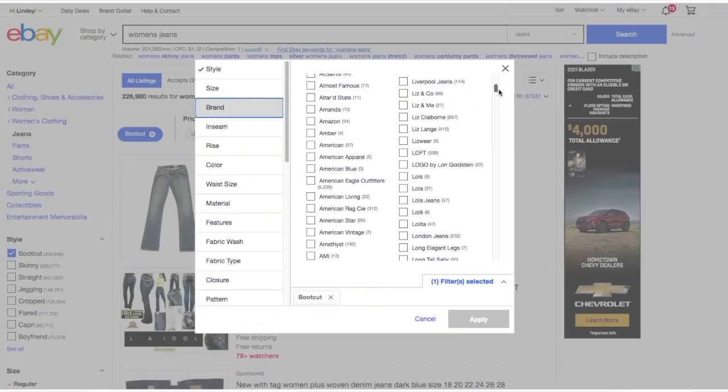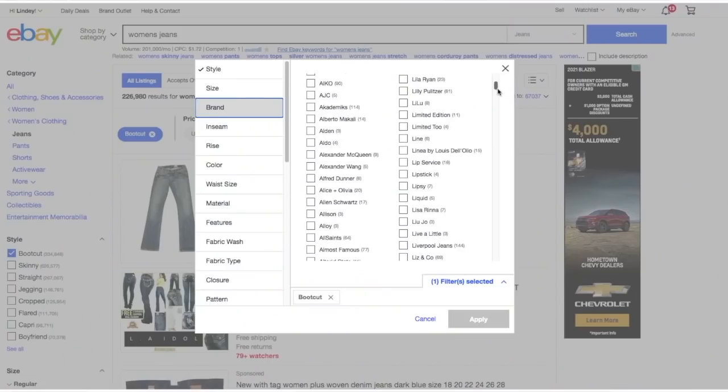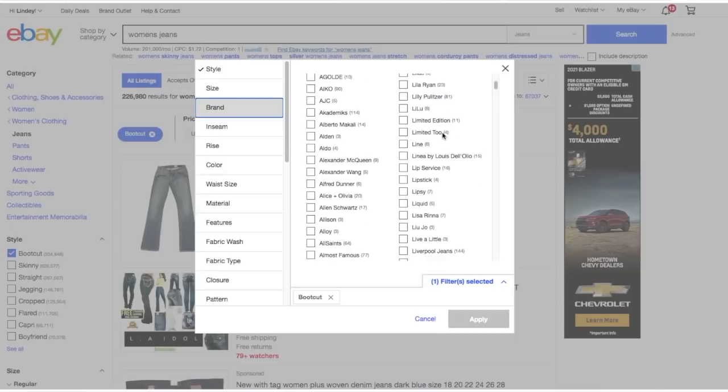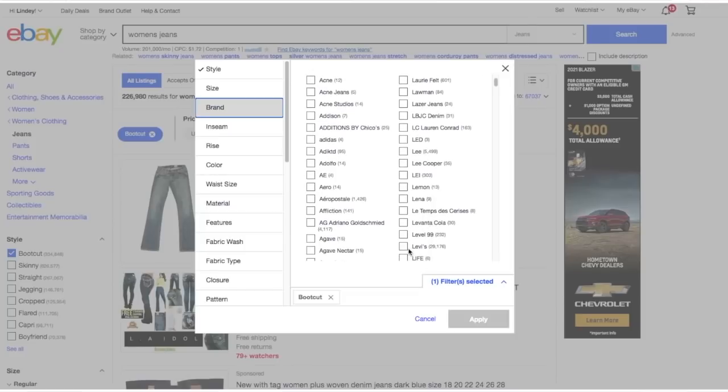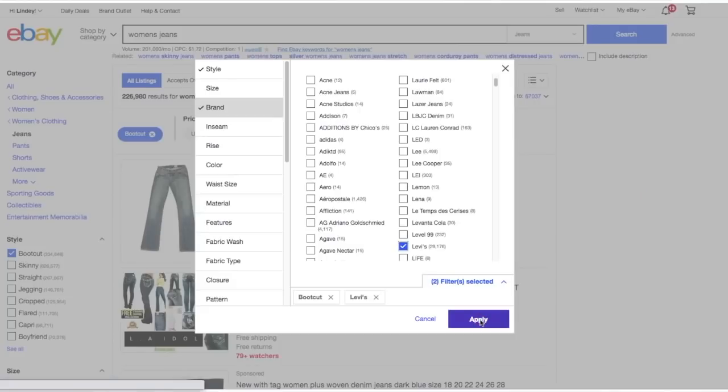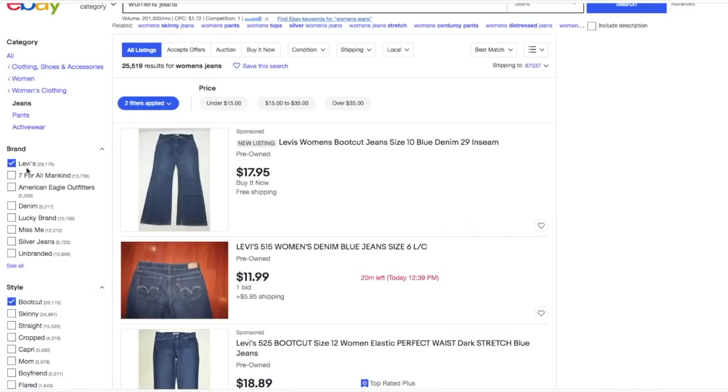So let's look at Levi's. I want to look at Levi's because I always sold a lot of Levi's. So let's go to, where did it go? So Levi's. We're going to check this box for Levi's and hit apply. Okay, now remember, we are filtered down here. We have Levi's and bootcut.